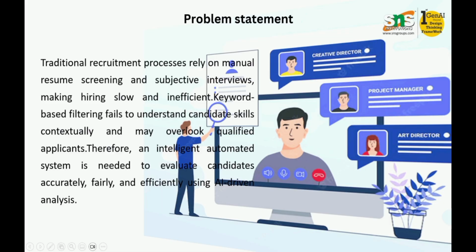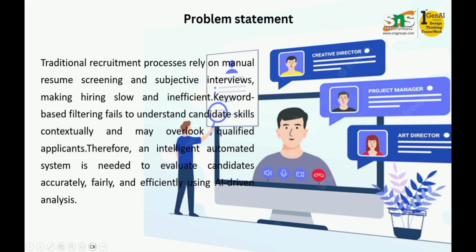Modern recruitment processes are facing significant challenges due to the rapid increase in job applications and the growing demand for skilled candidates. Most organizations still rely on traditional hiring methods such as manual resume screening, human-led interviews, and basic aptitude evaluation. These approaches are inefficient, time consuming, and highly dependent on human judgment.